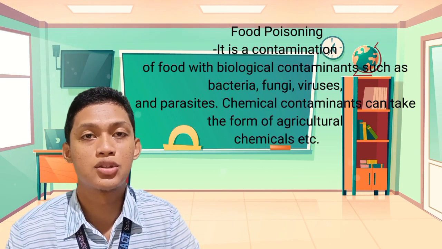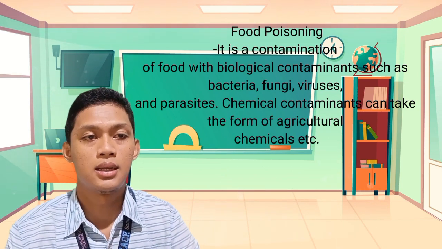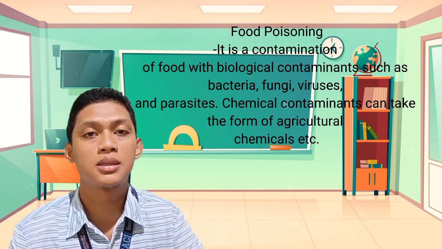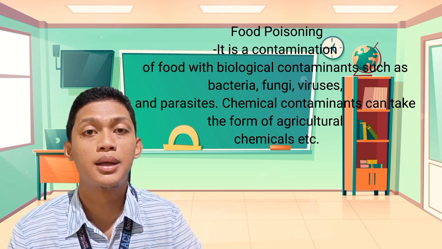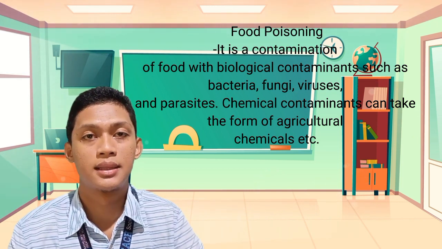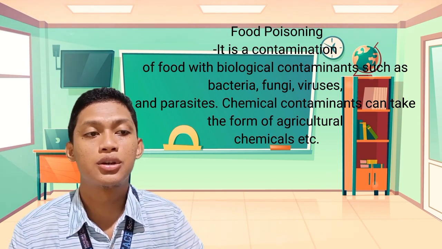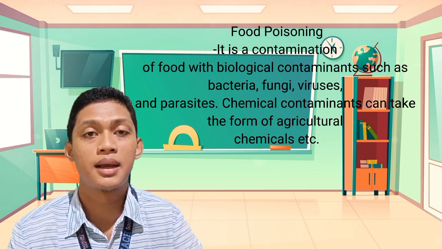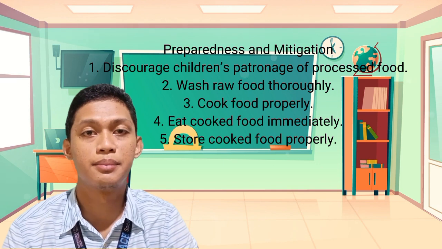Okay class, let's tackle next is food poisoning. It is a contamination of food with biological contaminants such as bacteria, fungi, viruses, and parasites. Chemical contamination can take form of agricultural chemicals, and etc. Next class is preparedness and mitigation.